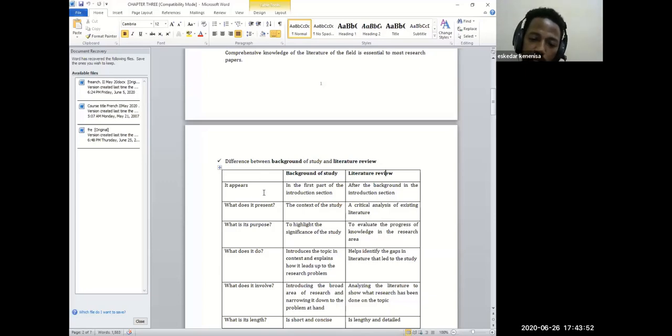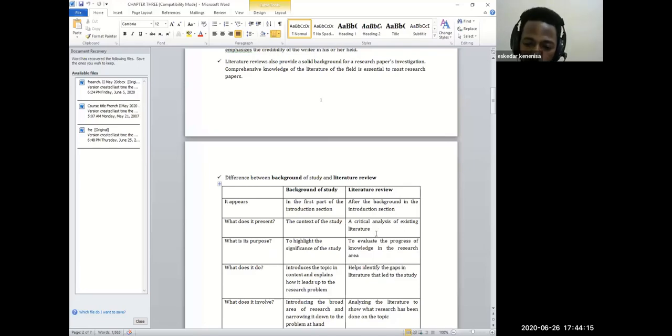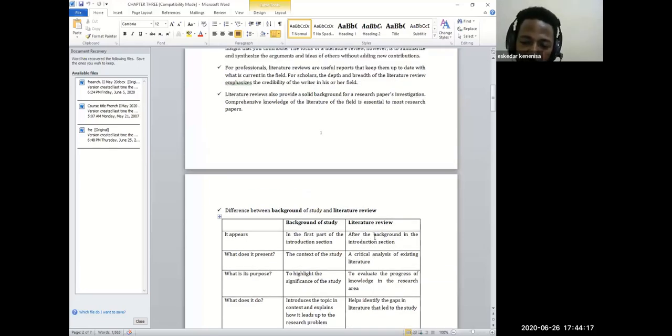In the paper, the background appears in the first part of the introduction. I told you it is also different from the introduction. Therefore, the background appears in the first part of the introduction, while the literature review comes after the background. This is one of the differences.